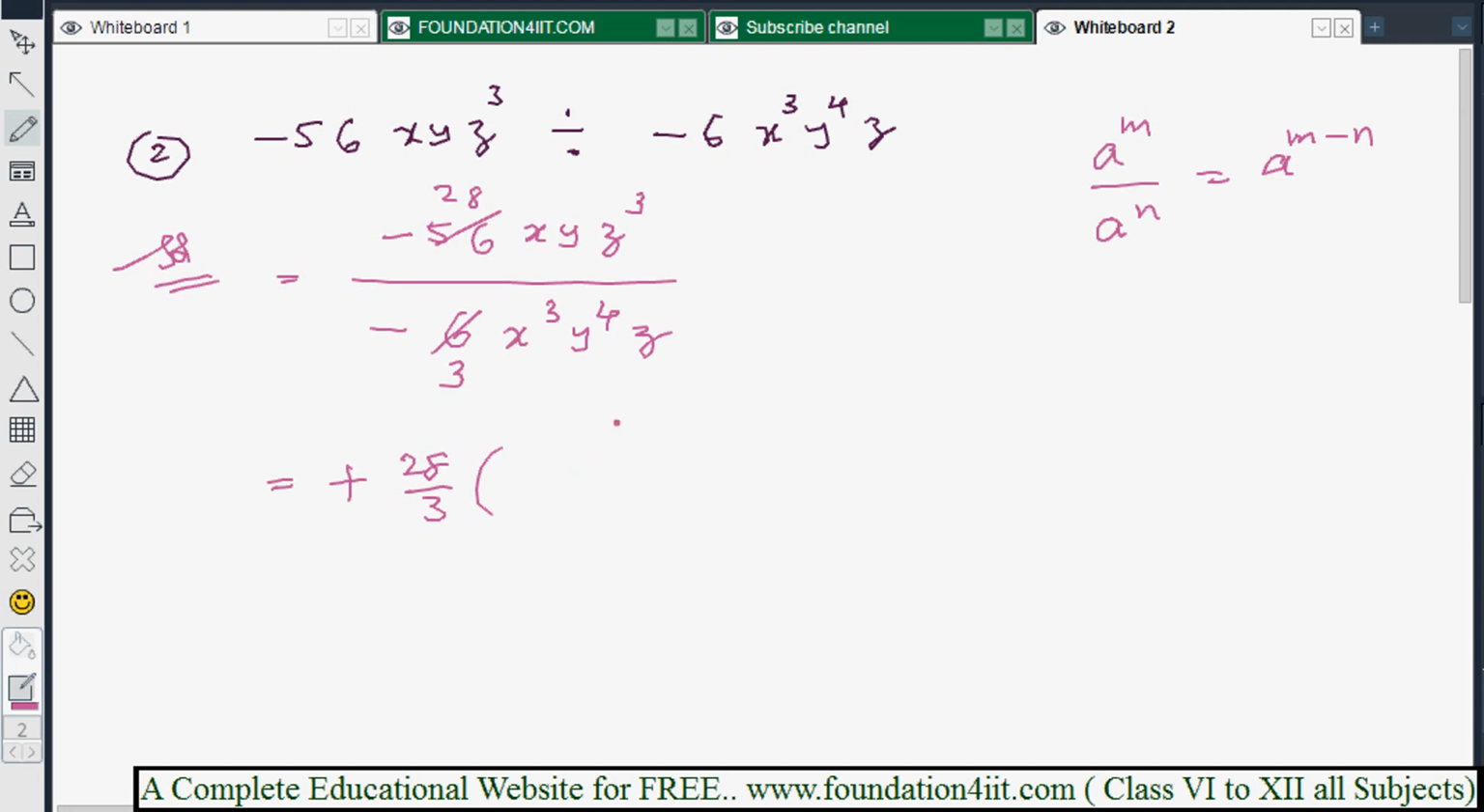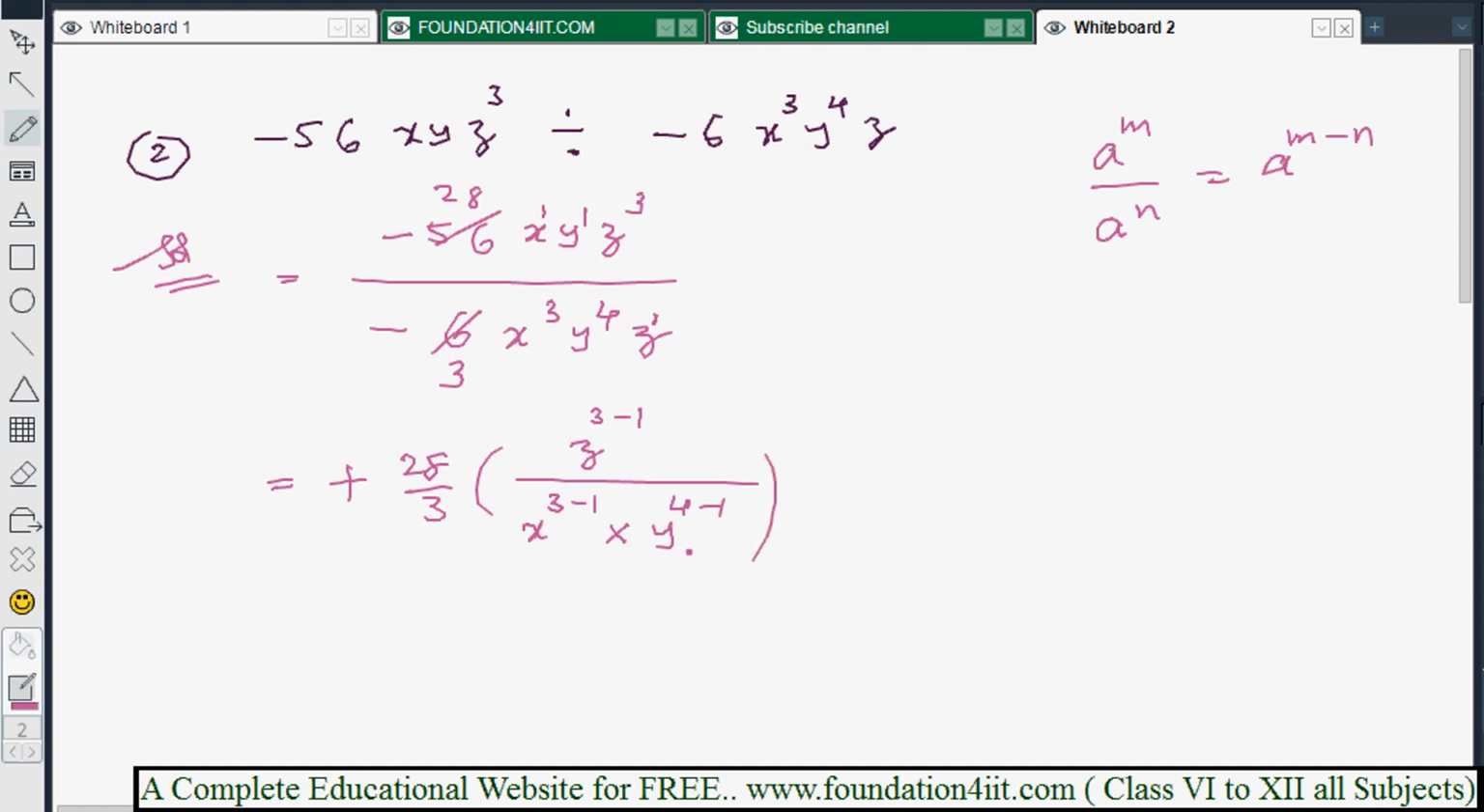Now x by x cube. See here, x power 1 on numerator but x power 3 on denominator. So numerator only you can take to denominator. So x to the power 3 minus 1. When you take it from numerator to denominator, you have to change the sign. And y to the power 4 minus 1, because 1 only you are taking down. Z cube, numerator z power 3 minus denominator z power 1. So minus 1. So you try to simplify.